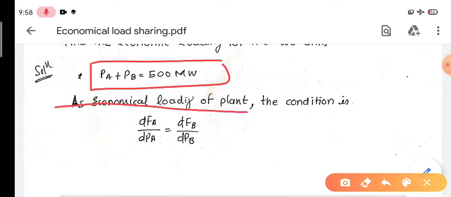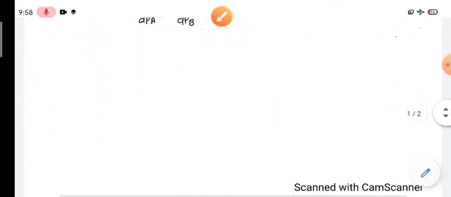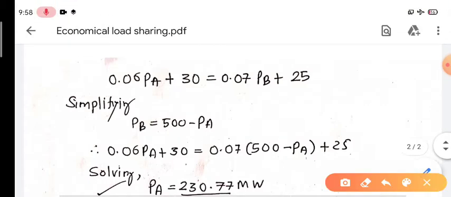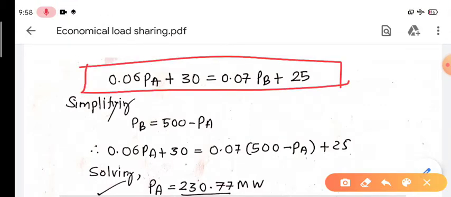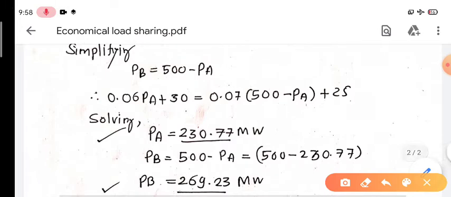As economical loading of plant, the condition will be dFA/dPA equals dFB/dPB. So we have to equate both the incremental rates for power plant A and power plant B. Write down the equation for incremental rate of power plant A and power plant B: 0.06 PA plus 30, 0.07 PB plus 25. Okay, we have PA plus PB equals 500 megawatt.